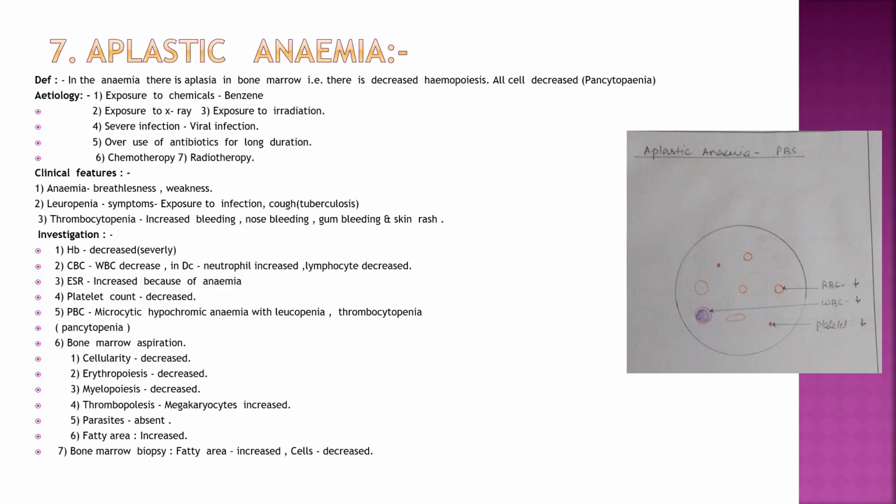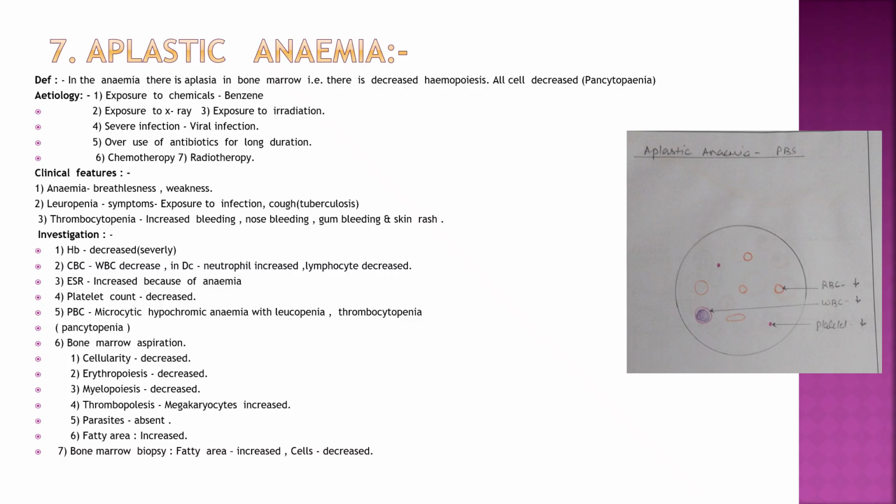Aplastic anemia, as the name suggests, there is aplasia, that is all the cells are decreased, and the etiology can be long exposure to chemicals, drugs, x-ray, infection, or overuse of antibiotics, chemotherapy, radiotherapy. So in that there is pancytopenia, that is anemia, in which you can see breathlessness, leukopenia, so more prone to infection, and thrombocytopenia, more prone to bleeding.